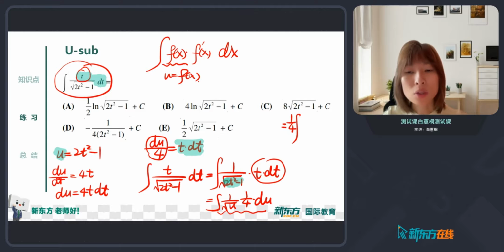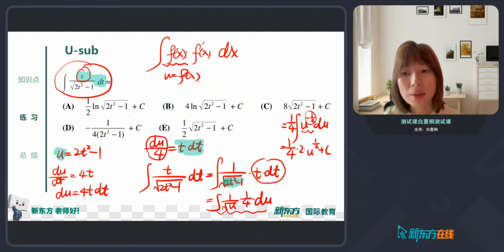Integration 1 over the square root of u can be written in another form, that is u to the power of negative 1 over 2, and then du. So we can try to use the power rule to anti-differentiate that, right? So it's going to be 1 over 4. If you anti-differentiate that, the exponent must be 1/2, right? And then there must be something before that to cancel the 1 over 2 if you want to apply the power rule. So there's a 2 before that, and then plus c. And then we just simplify that, 1 over 2 u to the power of 1/2 plus c.